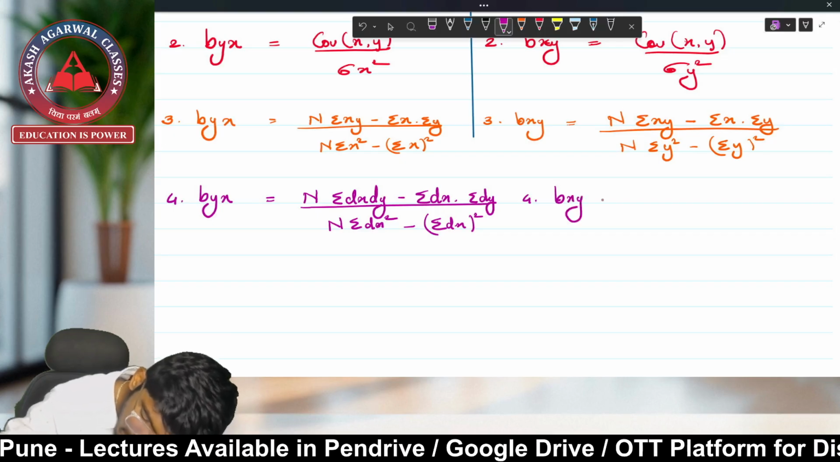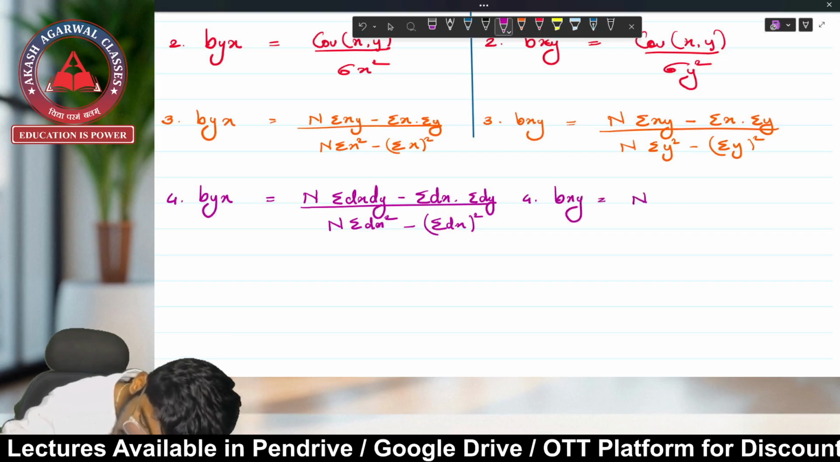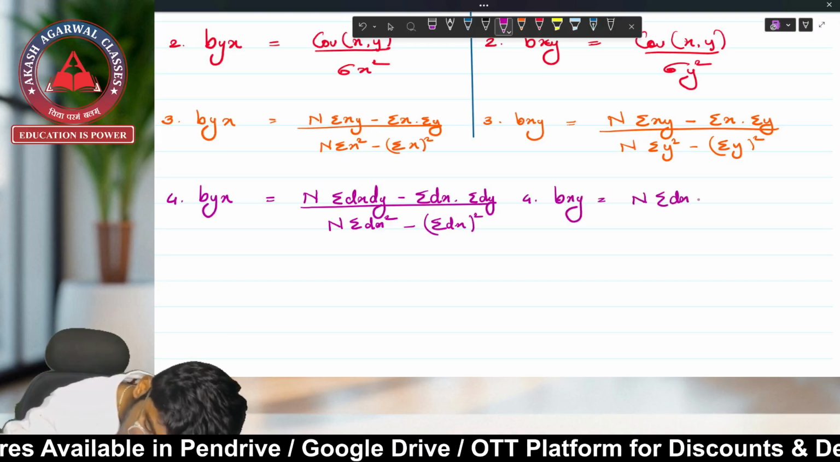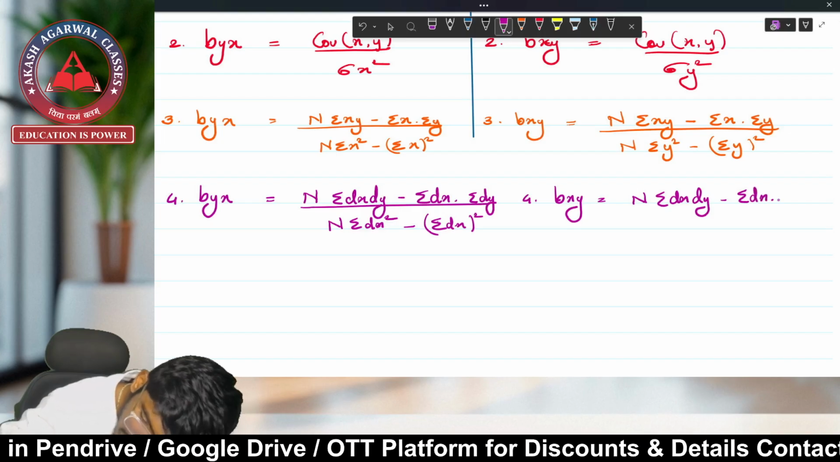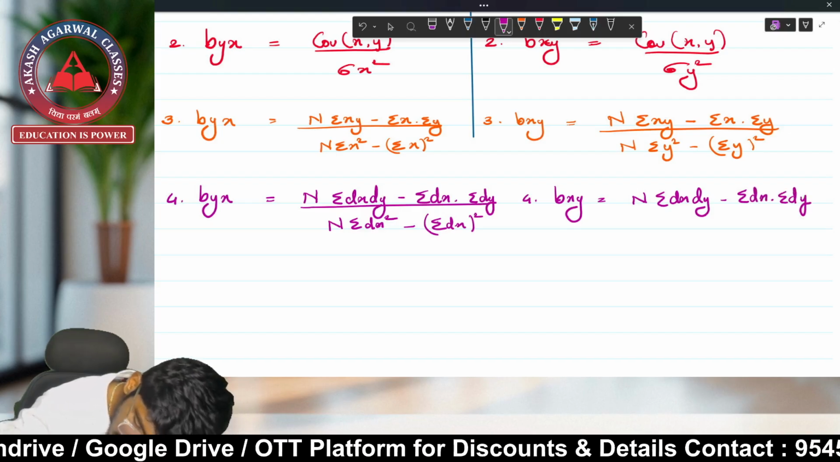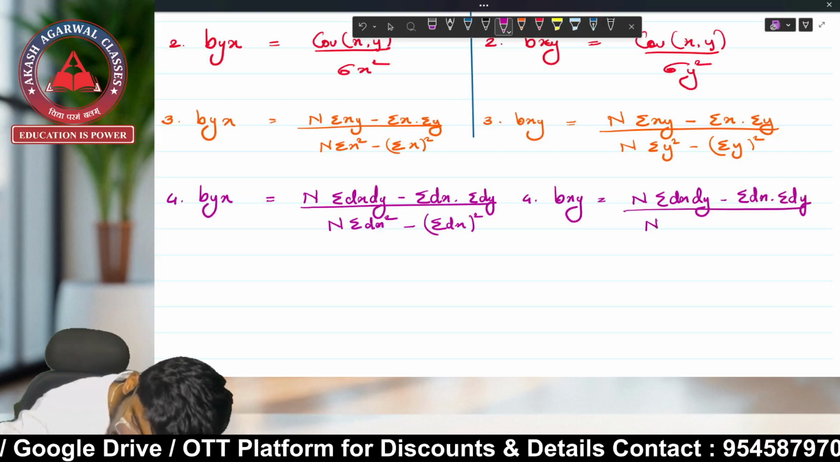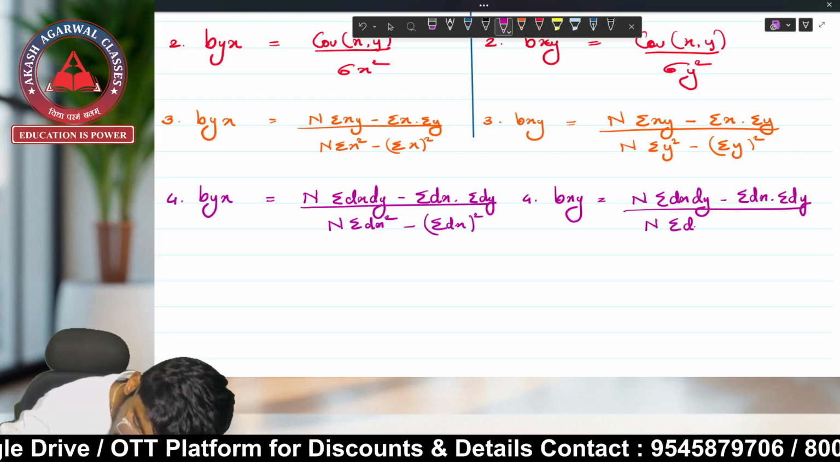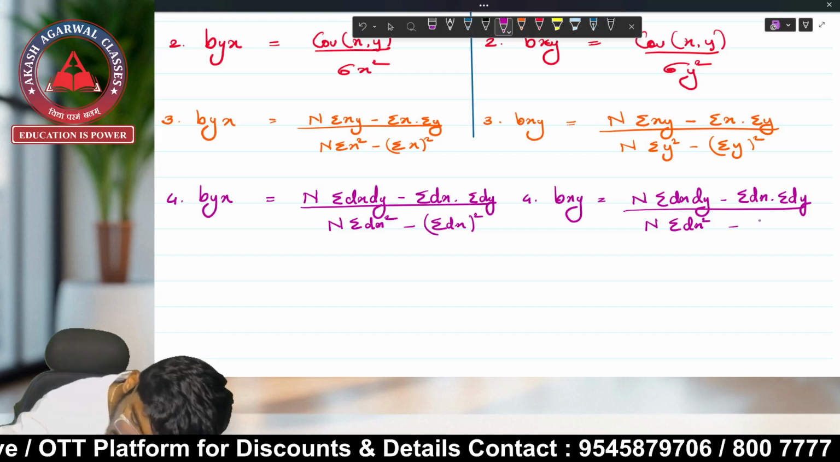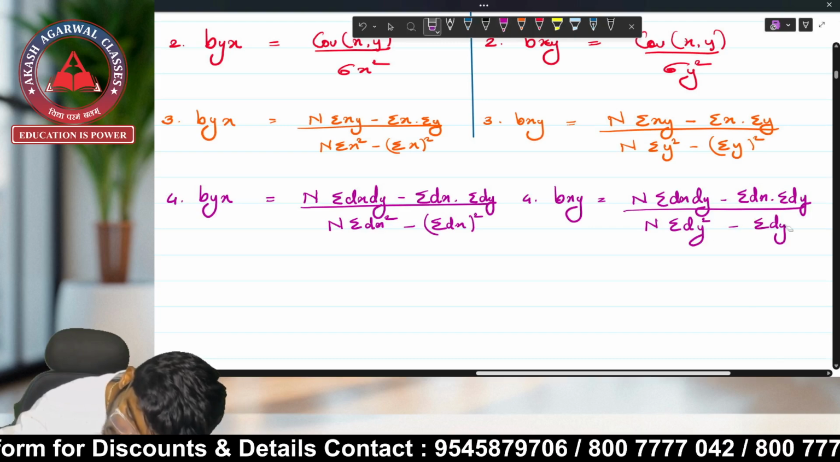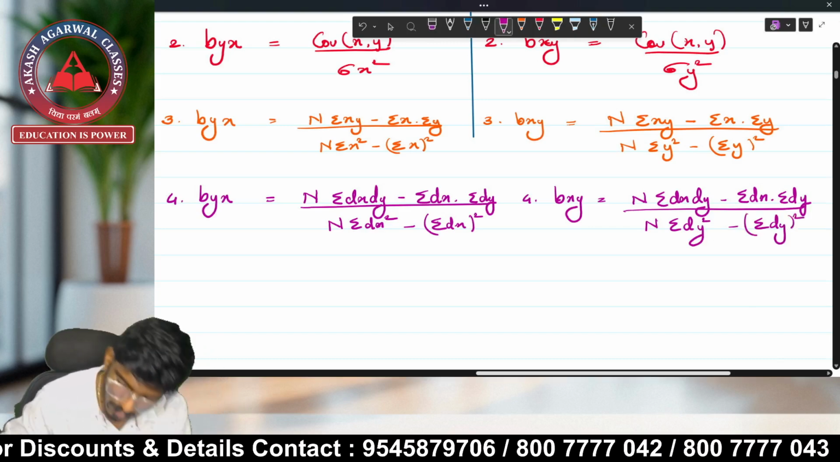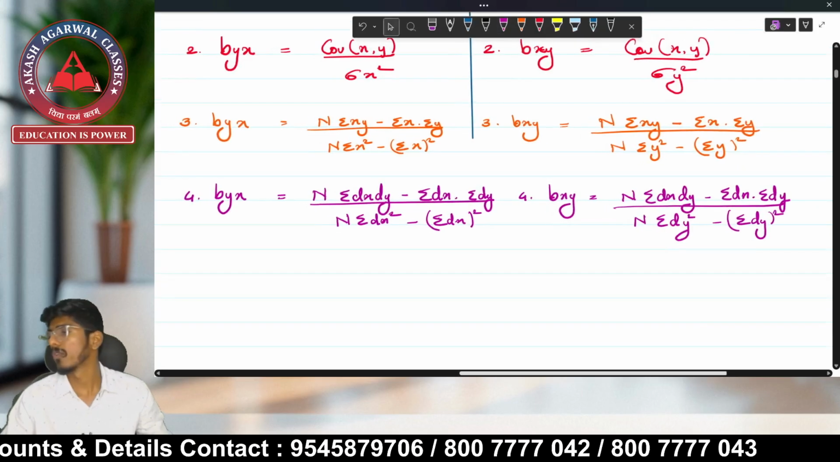Similarly, b by x is going to be n into summation of dx into dy minus summation of dx into summation of dy upon n into summation of dx square minus summation of dy the whole square. This is your what? Fourth formula.